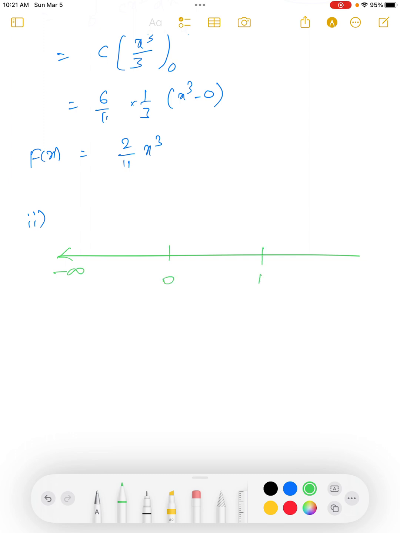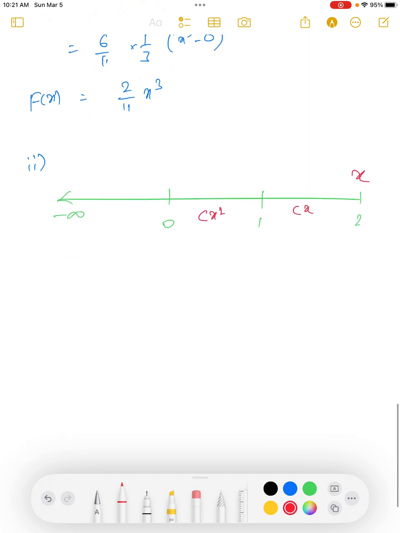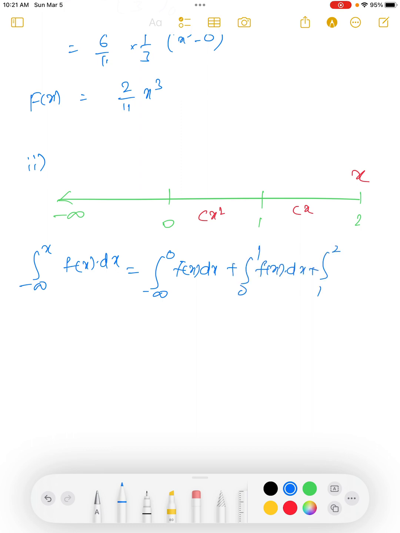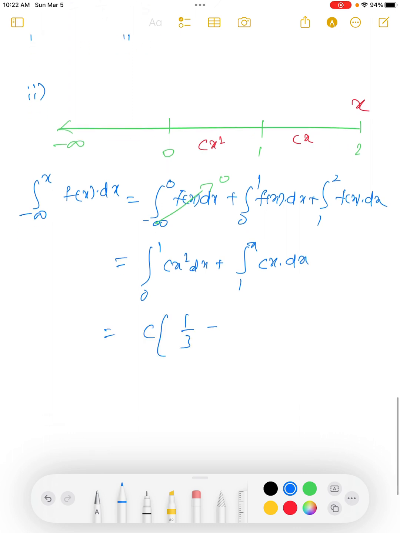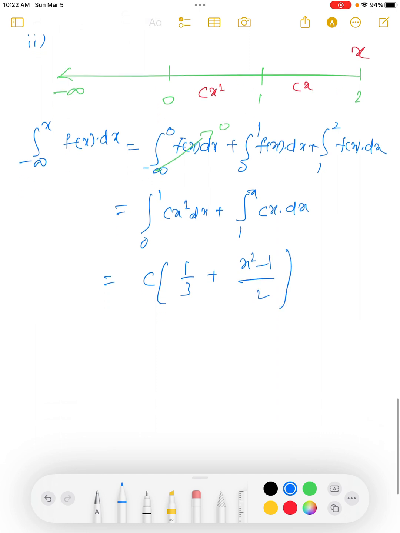From 0 to 1, now I am taking, instead of 2, I'll take up to x. Here the function is cx square, and cx we know that. Similarly, from minus infinity to x, f of x dx. So minus infinity to 0 f of x dx, from 0 to 1 f of x dx, from 1 to 2 f of x dx. So this is 0, and from 0 to 1, what is the function? Cx square dx. So from 1 to x, cx dx. So c common, 1 by 3 plus x square minus 1 by 2. I'm directly substituting. So what is c? C is 6 by 11, and it gives 3x square minus 1 by 11.